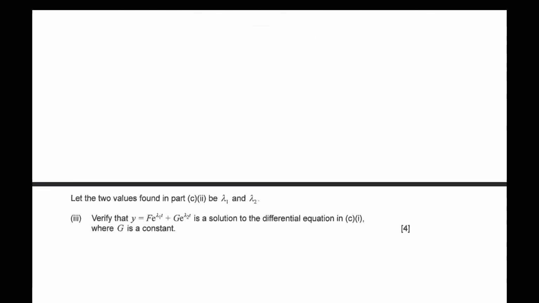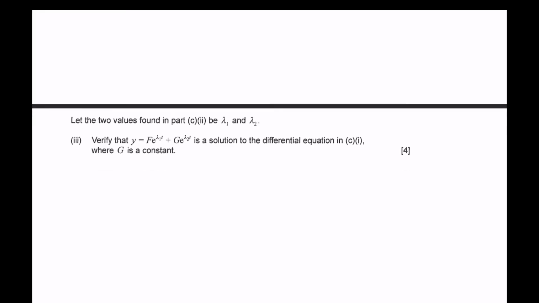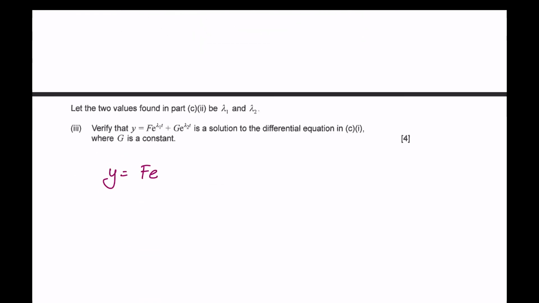Okay. Now in the next part, the two values found in part C2 are lambda 1 and lambda 2. Verify that y equals f e to the power of lambda 1 t plus g e to the power of lambda 2 t is a solution to the differential equation in C1, where g is a constant. So let's plug in the values of lambda 1 and lambda 2 and see what y is. Lambda 1 is 3 and lambda 2 is minus 1, so y is f e to the power of 3t plus g e to the power of minus t.